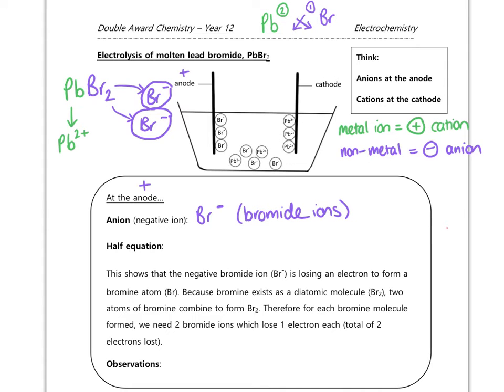Don't be confused by the 2 in the formula. That is just saying that we have 2 bromide ions. It's not that the formula is Br2-. So just be really careful about that.